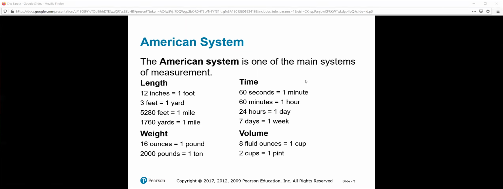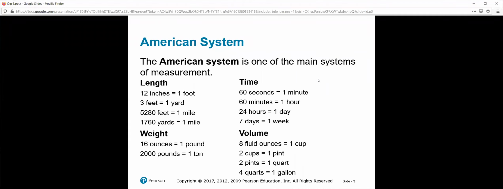It says time here in seconds, minutes, hours, days, and weeks. That's not an imperial system of measurement. Time is time no matter what system you're using. So I argue it shouldn't be here, but Pearson's is our corporate overlords. We do whatever they say.